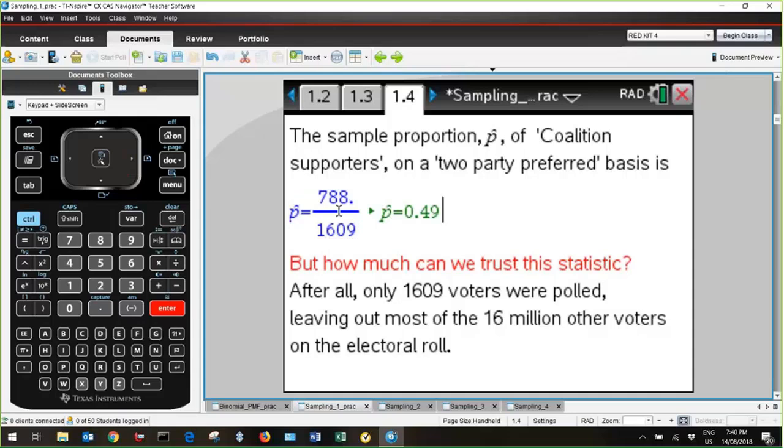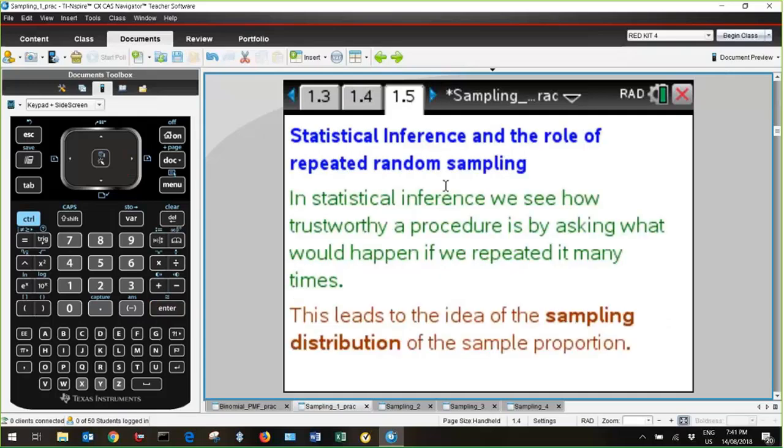But how trustworthy is that statistic? After all, only about 1,600 voters were sampled. What about the other 16 million voters on the electoral roll? They weren't asked, so how can we know whether this is trustworthy? Well, to see the trustworthiness of sampling, we need to understand how sampling behaves. And that's where simulation using TI-Nspire really helps students understand how sampling behaves, and come to understand the idea of the sampling distribution.